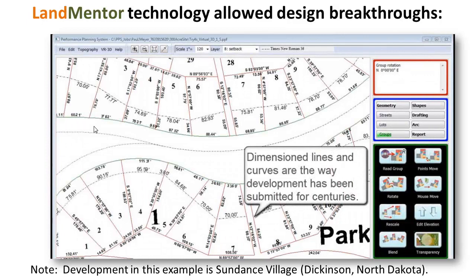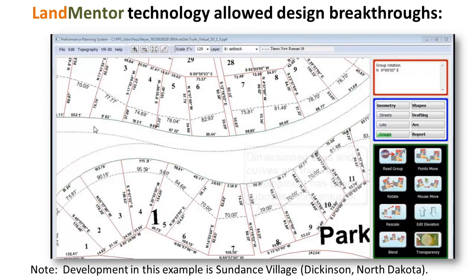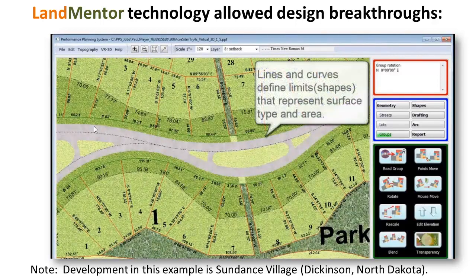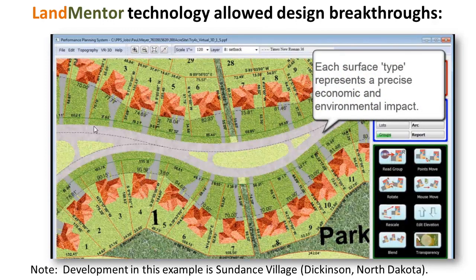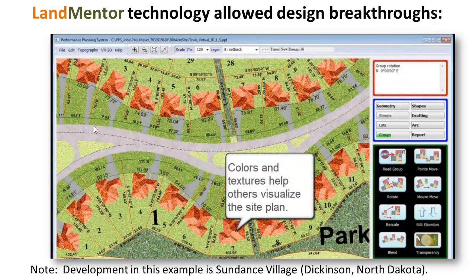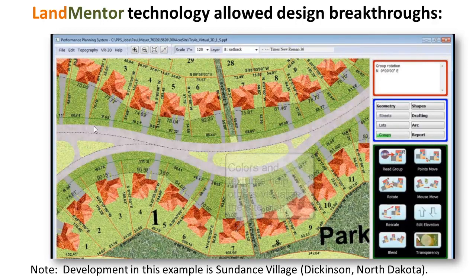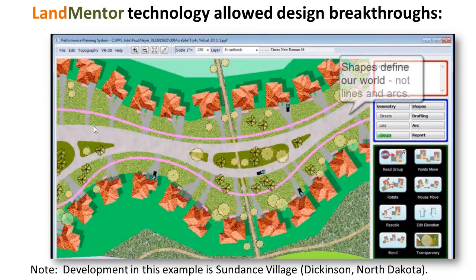LandMentor technology has quite a few breakthroughs. Up until LandMentor, land developments have been communicated by lines and arcs, but lines and arcs represent surface area. The surface area can be embellished with textures and colors so that a plan could be more communicative without any extra effort. It is still a civil engineering surveying system, but it's designed to push the envelope of planning. It's very easy: a 1 week learning curve, no commands.